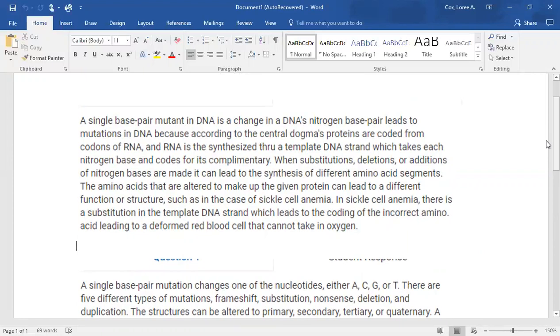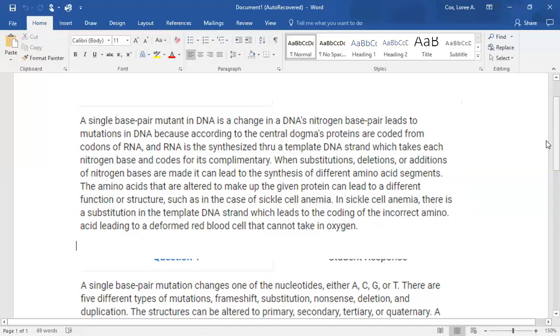Okay. When substitutions, deletions, or additions of nitrogen bases are made, it can lead to synthesis of different amino acid segments. Okay, so again, this one is not describing the substitution or deletion of a nitrogen base specifically in the DNA sequence. It is going to lead to a point very closely because they almost got there. They almost said that that's inserting something into that DNA sequence or deleting it.